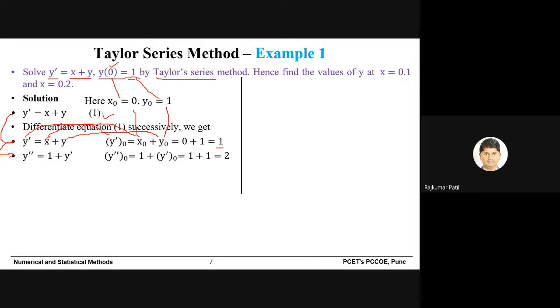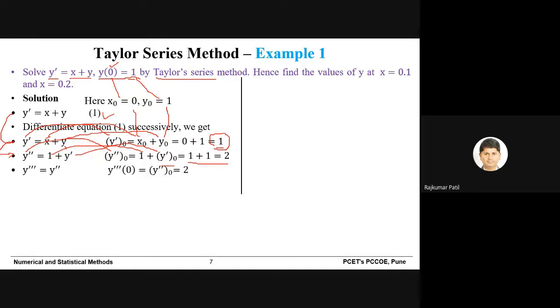We will get y double dash, which is equal to derivative of x is 1 and derivative of y is y dash. Then again you need to put the initial conditions, that is y double dash naught is equal to 1 plus y dash naught, where y dash naught we previously estimated, which is equal to 1. So y double dash naught will be equal to 1 plus 1, which is 2. So this is how you can calculate y double dash naught.